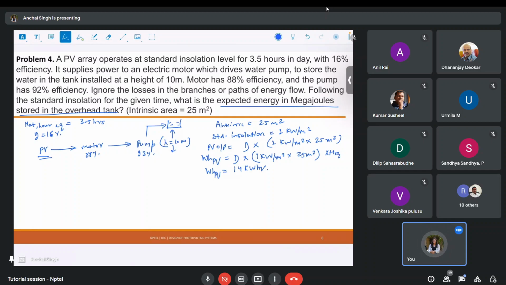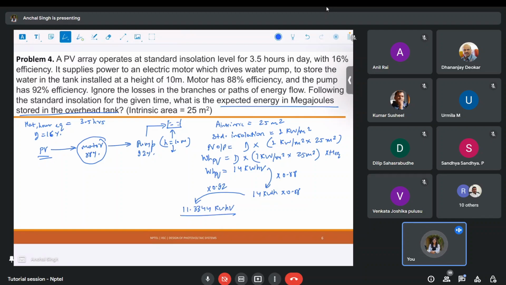Now, this WHPV is given to the motor, which is 88% efficient. So if I multiply this by 0.88, it will give me the watt hours after passing through the motor, which is given as an input to the pump. That will come out to be 14 kilowatt hour into 0.88. Now, this is given to the pump, which has an efficiency of 92%. So if I multiply it by 0.92 again, it will give me 11.3344 kilowatt hours.